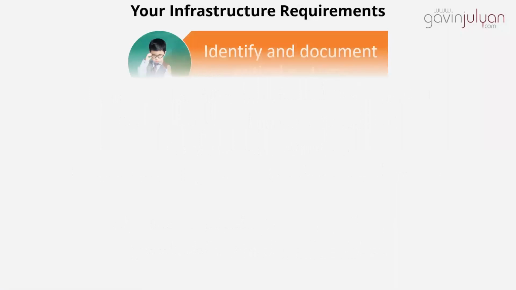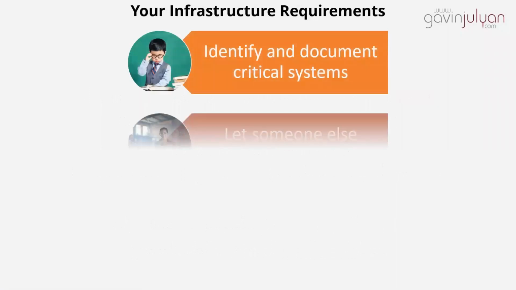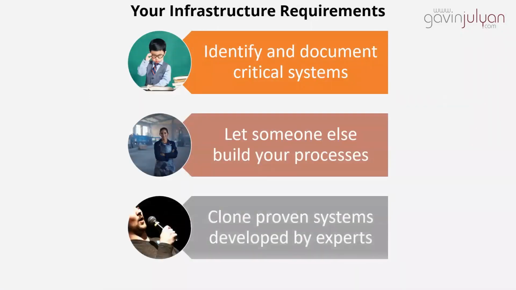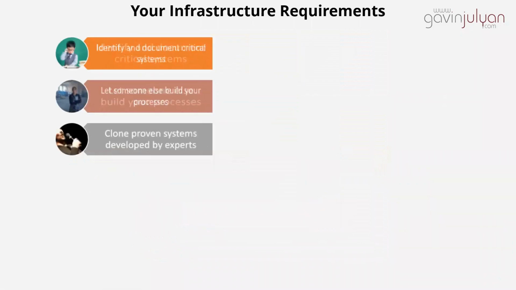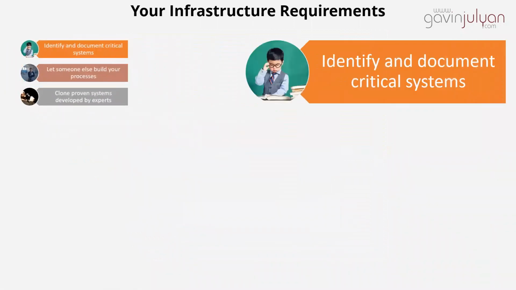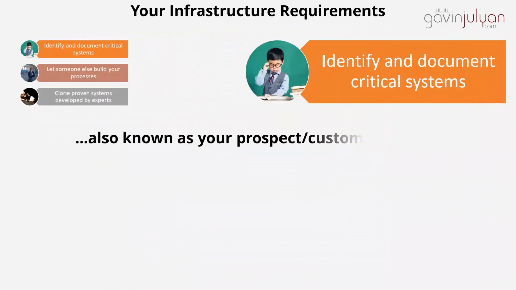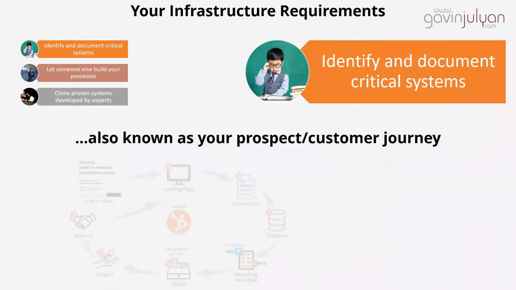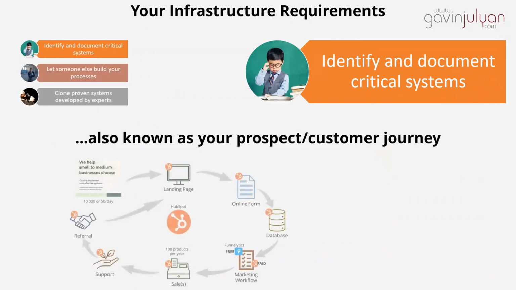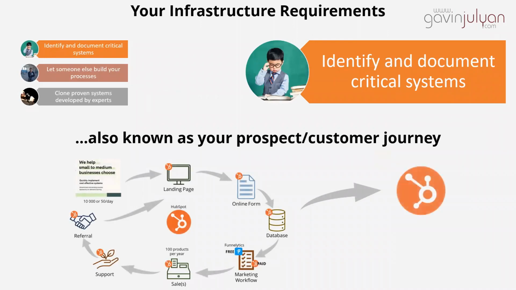So what do we need? We firstly need to identify and document critical systems. Let someone else build that system, and then clone proven systems developed by experts. So in terms of identifying and documenting critical systems, you've seen this diagram before. We went through it on getting your customer, and what we came up with there was 2 products, namely HubSpot and Funalytics, which I hope you've all looked at.